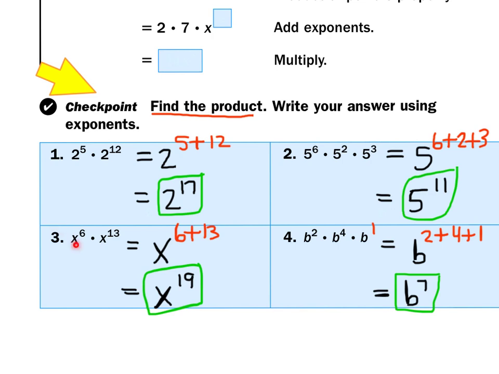Look at number 3, x to the 6th power times x to the 13th power. Well, the bases match, so I copied the base, the x, and then I just added the powers, 6 plus 13. So that gave me x to the 19th power. And take a look at number 4, b to the 2nd power times b to the 4th power times b. Remember, use your red and put that invisible 1 there so you can see the power. And now notice the bases all match, so I put the b, and then I just added the exponents, 2 plus 4 plus 1. So that gave me b to the 7th power.